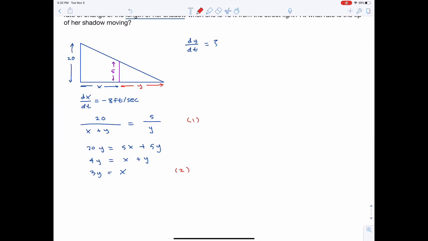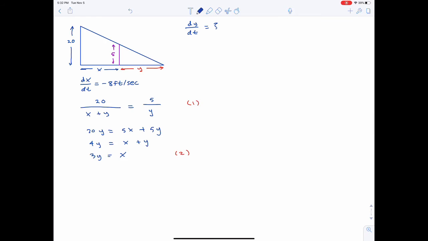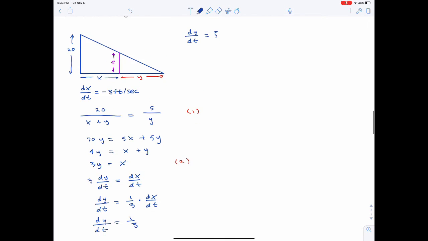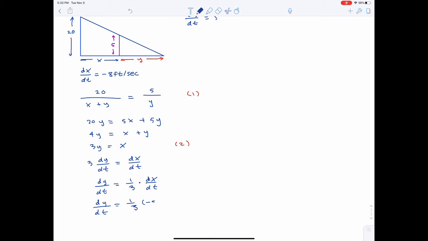Next, I want to find the change in y. In order to find the change in y with respect to time, it is time to take a derivative of my function. So I get 3 times dy/dt equals dx/dt. In order to find dy/dt, I am going to multiply both sides by 1/3. And so I get 1/3 times dx/dt, which means that dy/dt equals 1/3 times dx/dt. dx/dt was -8, so it's 1/3 times -8 feet per second. Okay, so that is the rate of change of the length of her shadow.